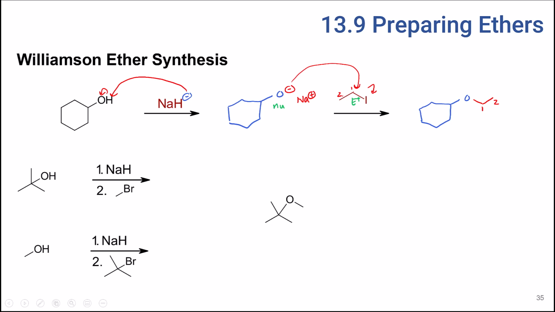So this reaction of metal alkoxides works best when you have a primary alkyl halide. And that's because we're doing an SN2 reaction, which involves that backside attack where we don't want steric hindrance to slow down our reaction. And then we can make these alkoxides using the strong base like sodium hydride.